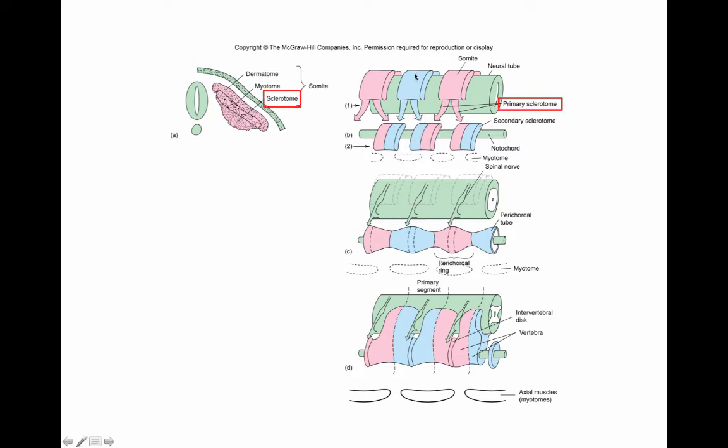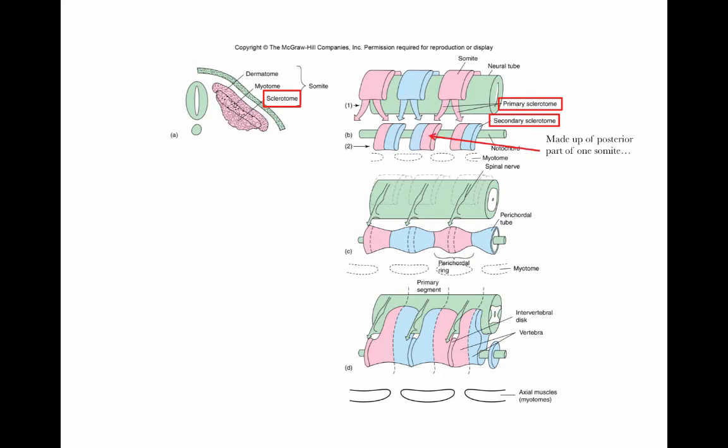The sclerotome that retains its original segmentation, so this pink one, this blue one, and then this pink one, each of these is called primary sclerotome. This is before this process of resegmentation. And then the resegmented sclerotome is known as secondary sclerotome. And so this is what's going to come and start to surround the notochord.